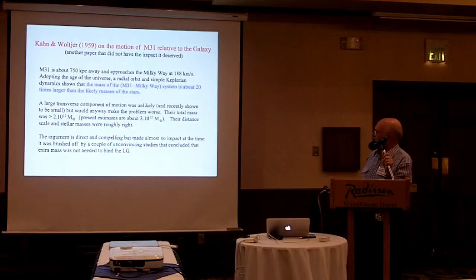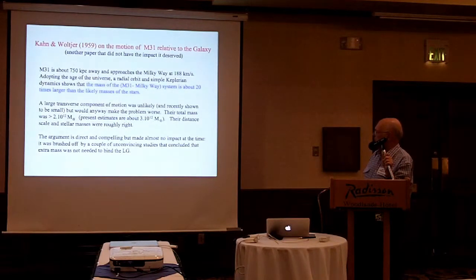I say here, we assume a radial orbit. A large transverse component of the motion is unlikely, and was recently shown to be small, and would anyway make the problem worse rather than better. So Kahn and Bolcher got a total mass for the two galaxies that was greater than 2 times 10 to the 12 solar masses. Recent estimates, very recent estimates, are about 3 times 10 to the 12. The distance scale was right, and the stellar masses were roughly right. Their argument is direct and compelling, but in 1959 it made almost no impact.